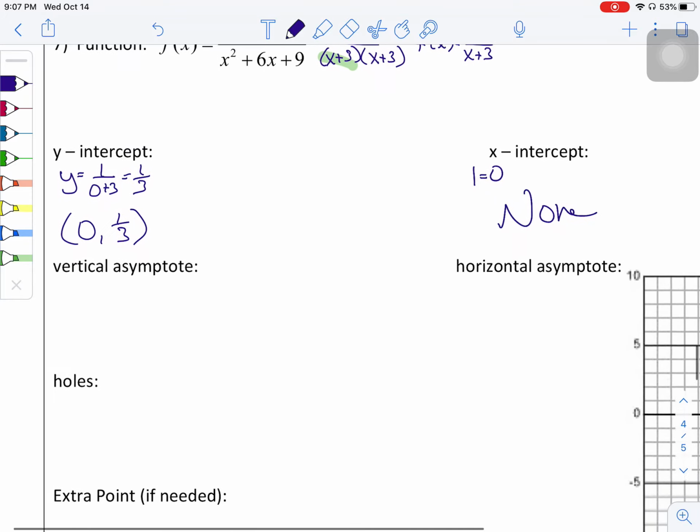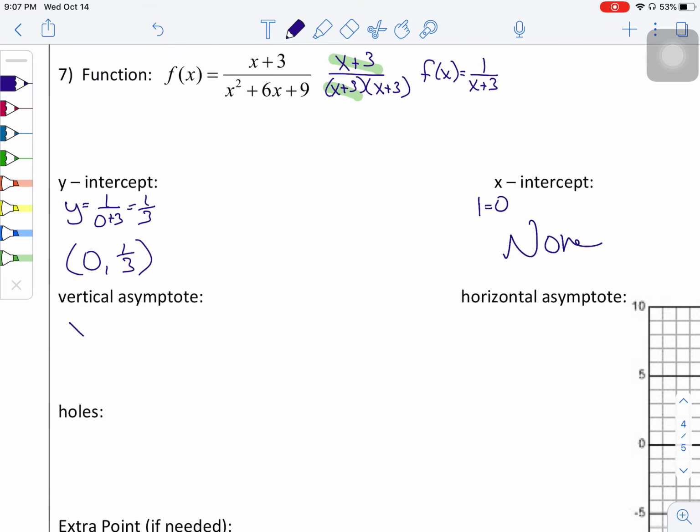Let's see. Vertical asymptote. Set the denominator equal to 0. Let me actually put the plus sign there. So x plus 3 equals 0, which means x equals -3. Horizontal asymptote: our higher degree is in the denominator, so that means automatically our horizontal asymptote is y equals 0.